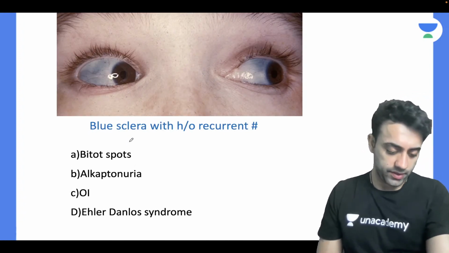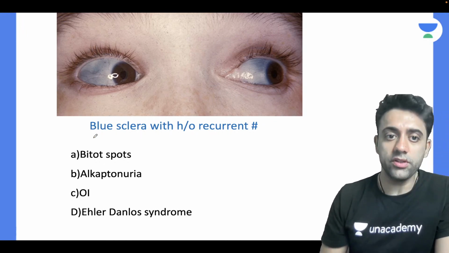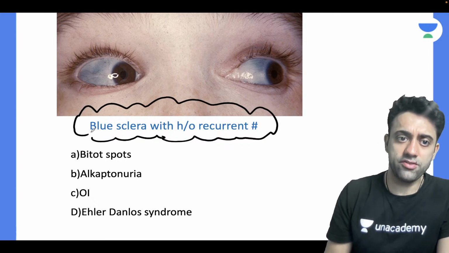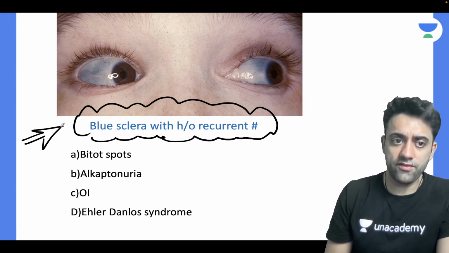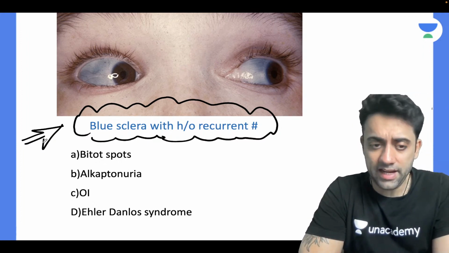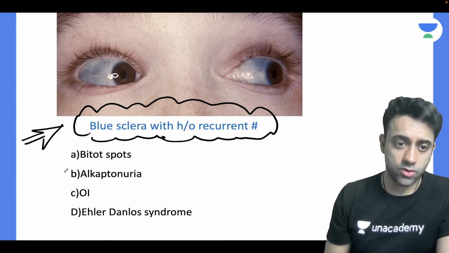Now I have some tongue-twisting questions. Let's see how many people answer. History of blue sclera with history of recurrent fractures. Can you please tell me, what is the best answer? Bitot spots, alkaptonuria, Ehlers-Danlos syndrome, or osteogenesis imperfecta? Yes, exactly. Akhil is right. OI.